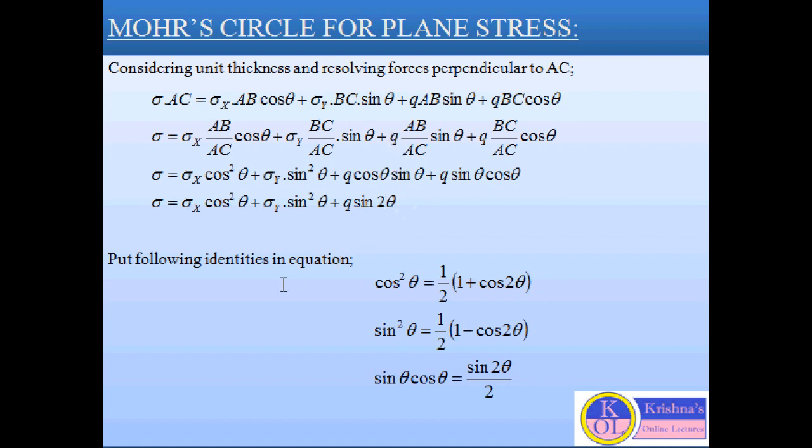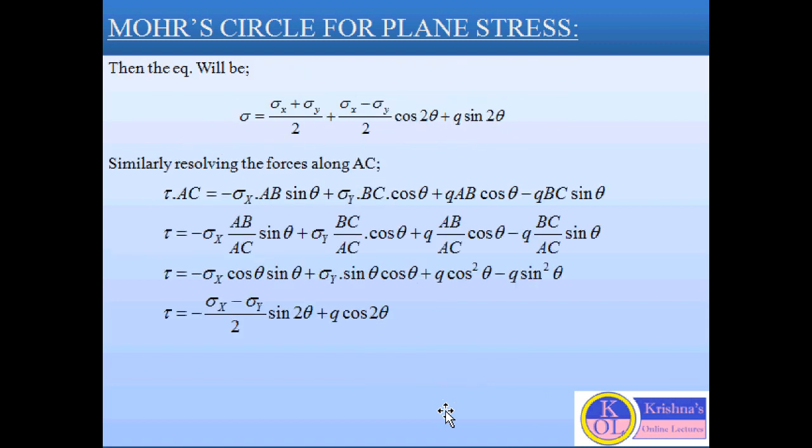If we put the following identities in this equation, cos square theta equal to 1 by 2 times 1 plus cos 2 theta, sin square theta equal to 1 by 2 times 1 minus cos 2 theta, and 2 sin theta cos theta equal to sin 2 theta, we will get the final equation of sigma, that is sigma x plus sigma y by 2 plus sigma x minus sigma y by 2 cos 2 theta plus q sin 2 theta.